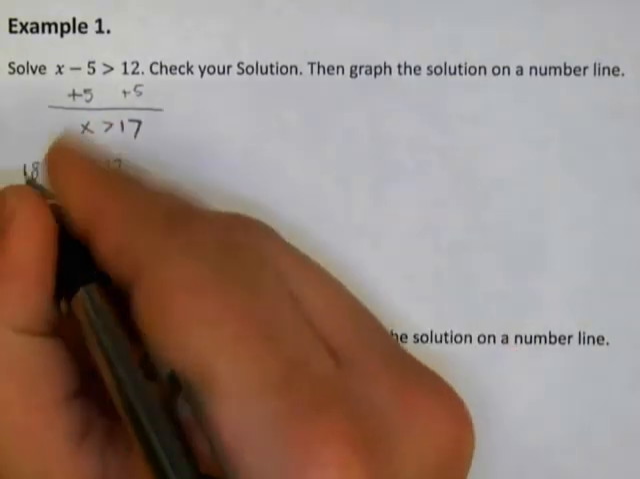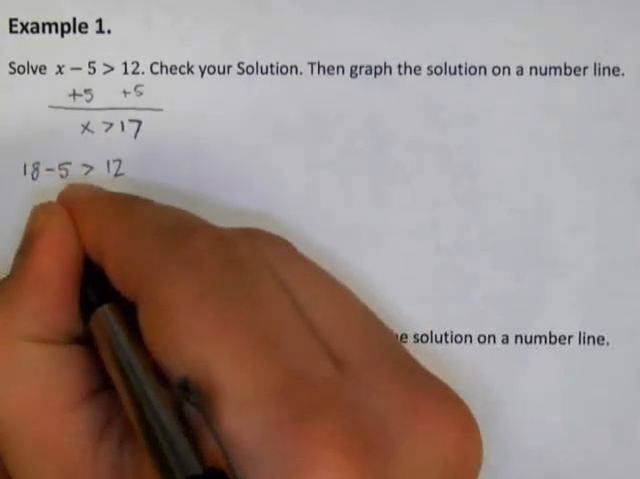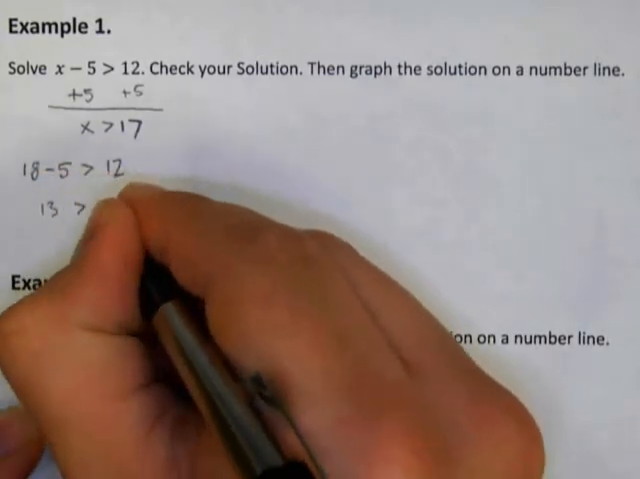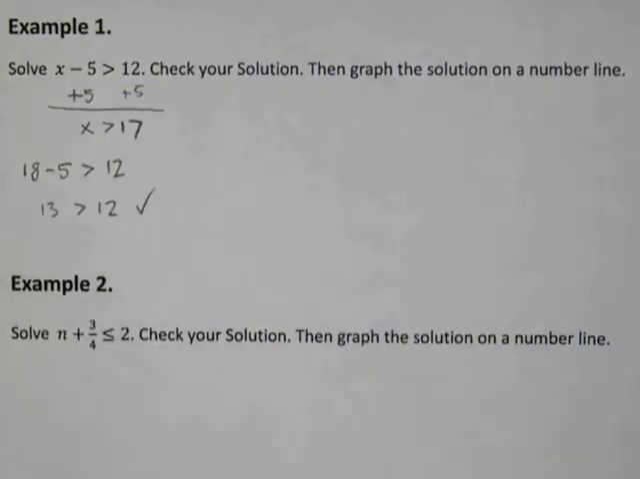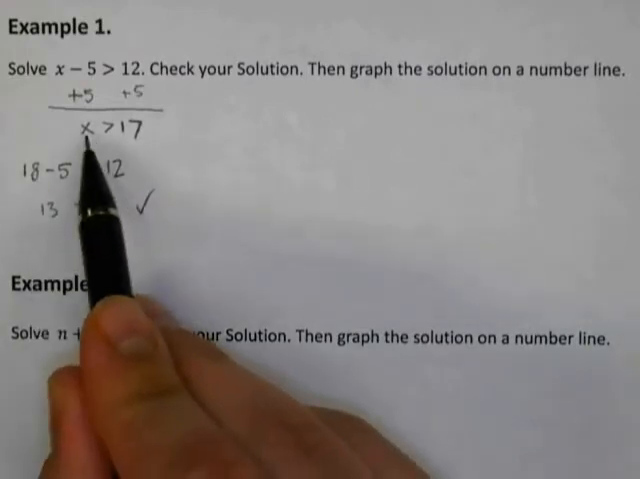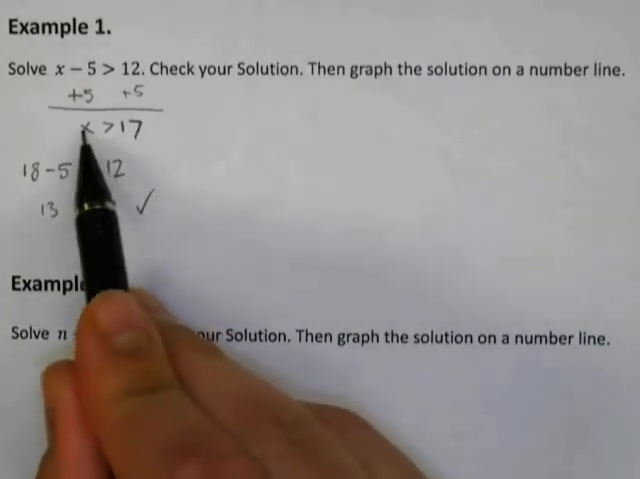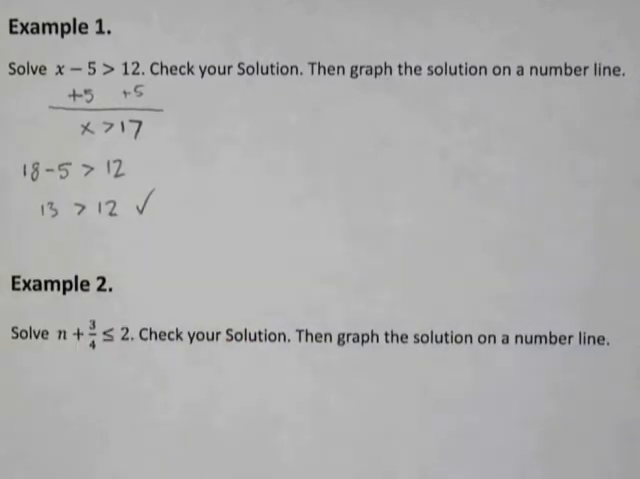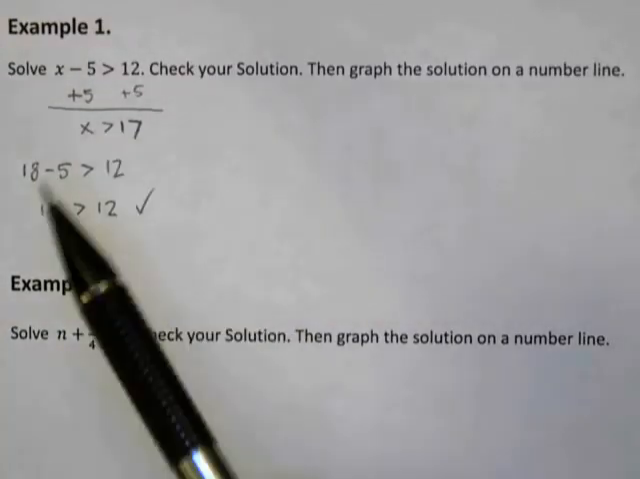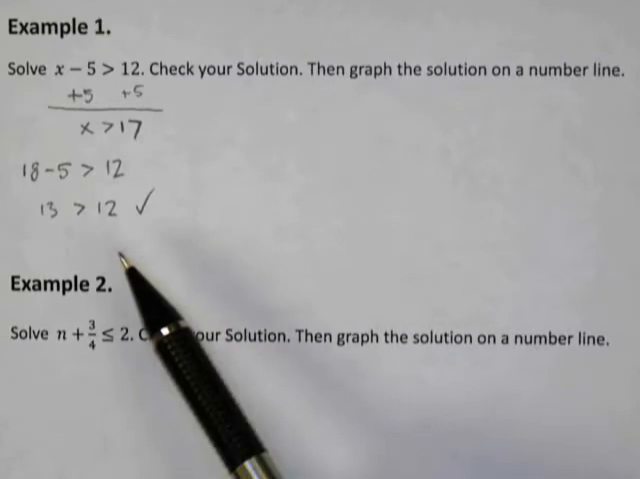If we evaluate that, 18 minus 5 is going to be 13. 13 is greater than 12. That checks out. That's true. So we've checked our work. To check your work, you have to choose a number that is true for this statement. So if this is x is greater than 17, then plug in 18, the number that's just right above that. All right, so now we've solved the inequality, we've checked our solution.